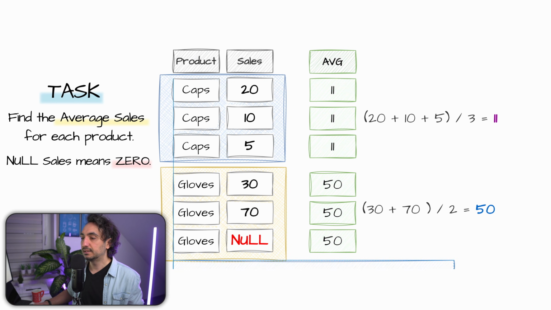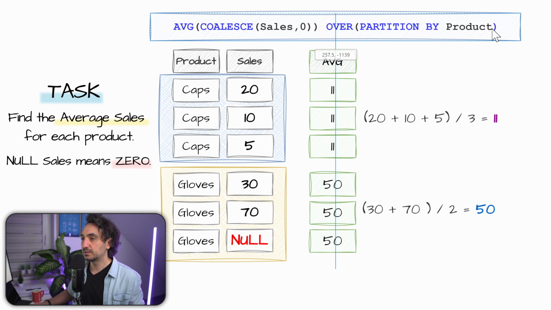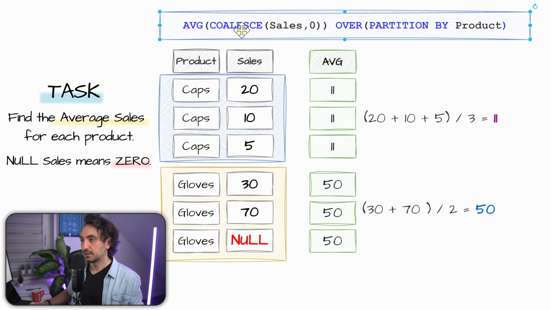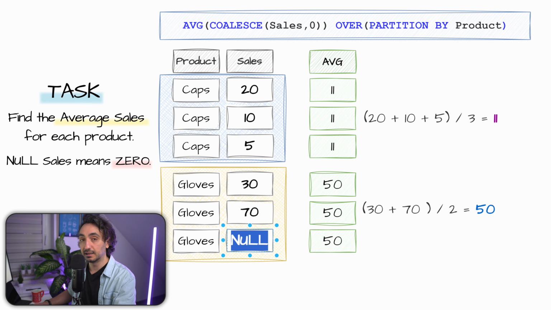So what we're going to do is not use the sales as it is. First, we're going to handle the nulls. We're going to use COALESCE on sales and replace nulls with zeros. As you can see, we are not using the sales immediately. We are handling it first, and then we find the average. SQL goes over here, and if it finds any null, it replaces it with 0, and that has an effect on our average.